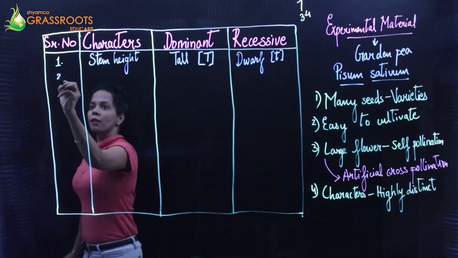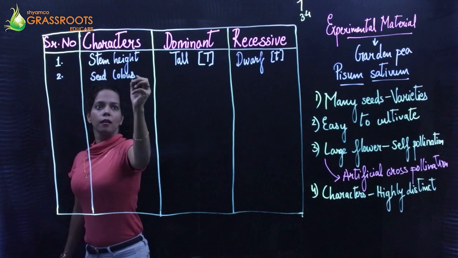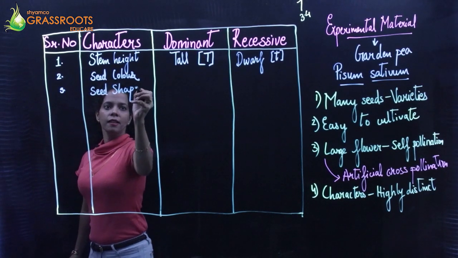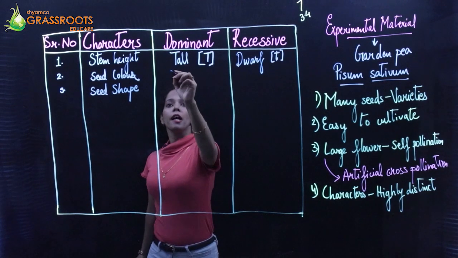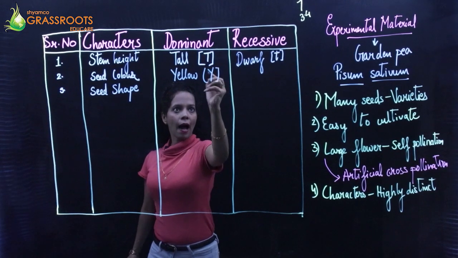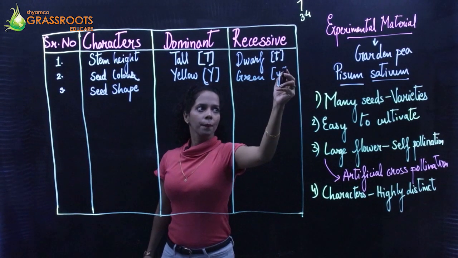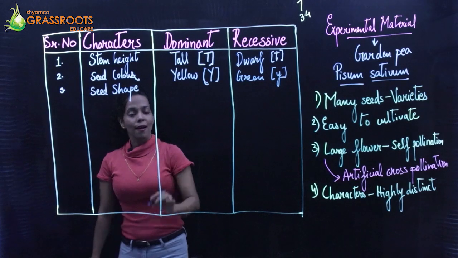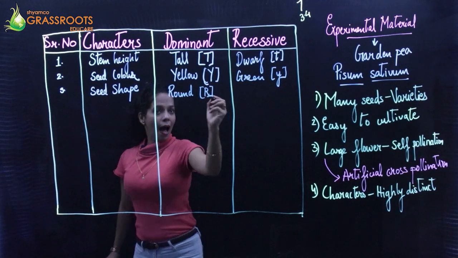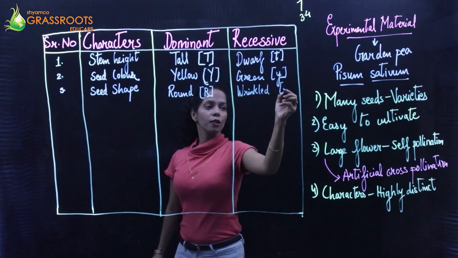Fine? Second, seed color, and third, seed shape. Seed color, seed shape. Fine? Simple. Seed color: yellow is dominant. Again, I am repeating, yellow is dominant, so capital Y, and green is recessive, so for green it will be small y. Fine. Next, seed shape. Seed shape: round is dominant, so we are using capital R, and wrinkled is recessive, so we are using small r.